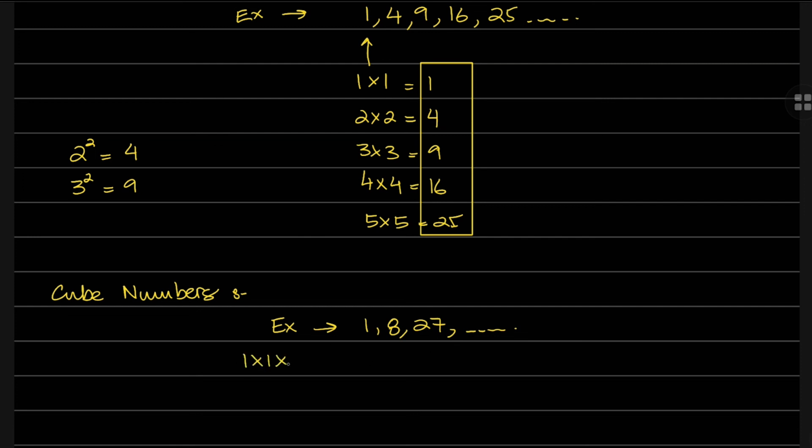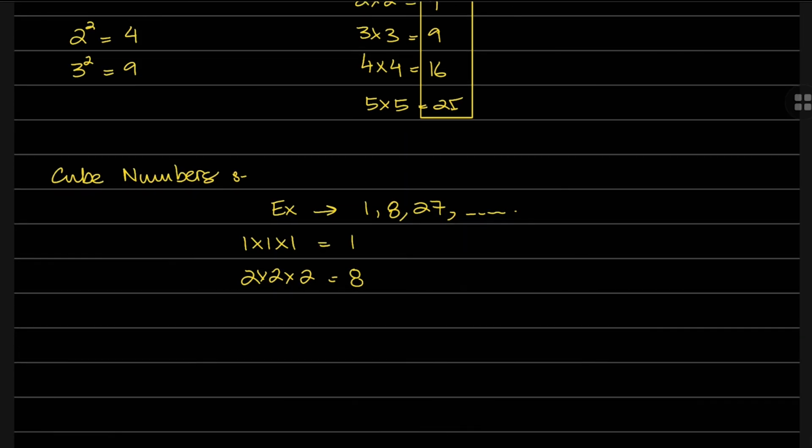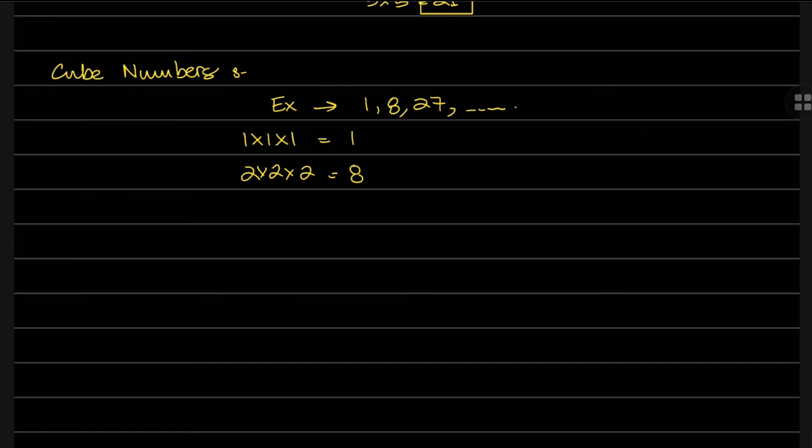So when you multiply 1 with 1 with 1, 3 times, you get 1. You multiply 2 with 2 with 2, you get 8. Similarly, when you multiply 3 with 3 with 3, you get 27. 3 3s are 9, and 3 9s are 27. Fair enough. So that's why we call these numbers cube numbers. We represent or write them down like this.